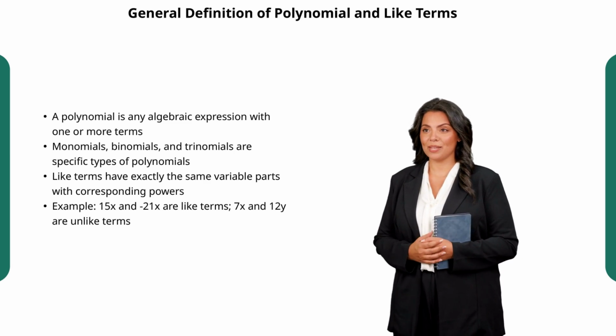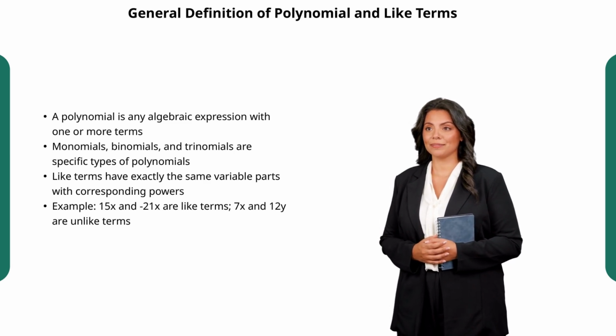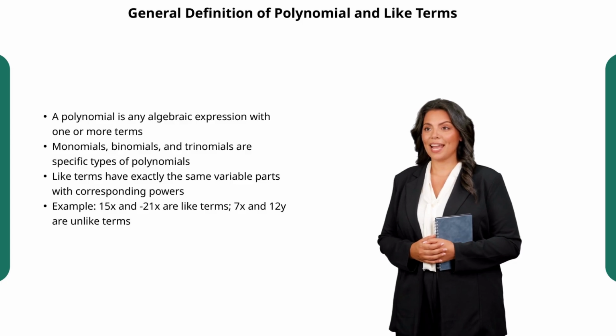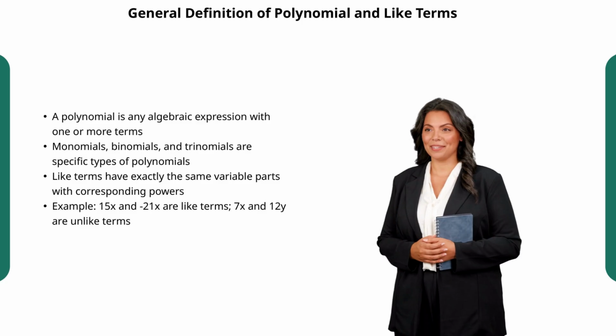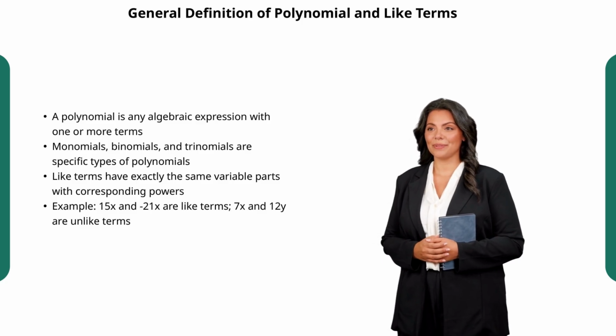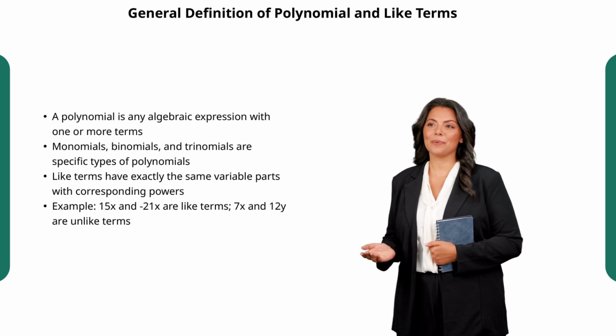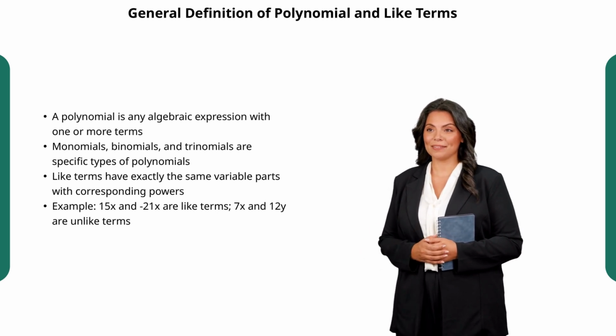A key idea when working with polynomials is like terms. What do you think like terms are? Simply put, these are terms that have the exact same variables raised to the same powers. For example, 15x and negative 21x are like terms because both have the variable x to the power 1. But 7x and 12y are not like terms since they have different variables. Understanding this difference helps us simplify expressions by combining like terms only. Remember, addition or subtraction of unlike terms is not possible directly.